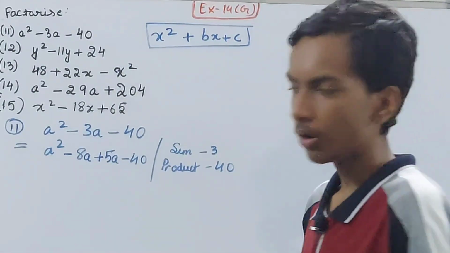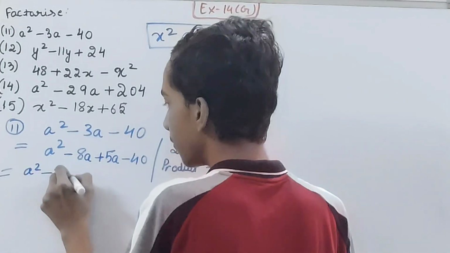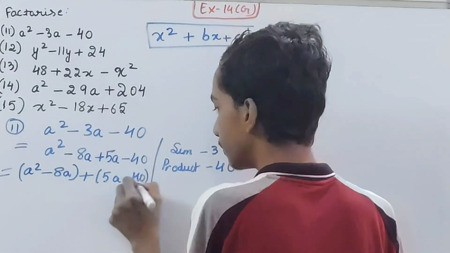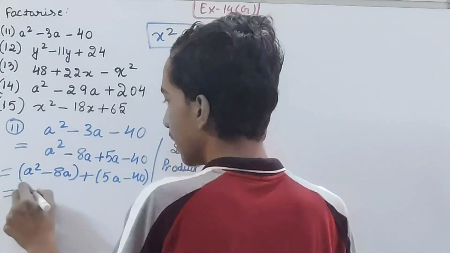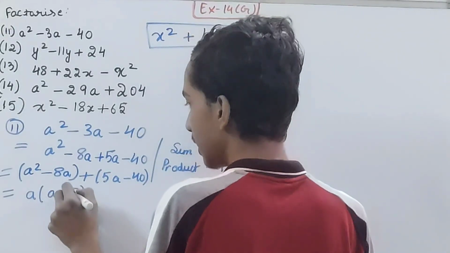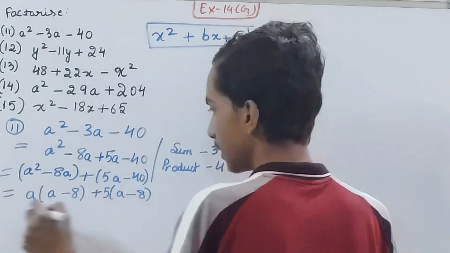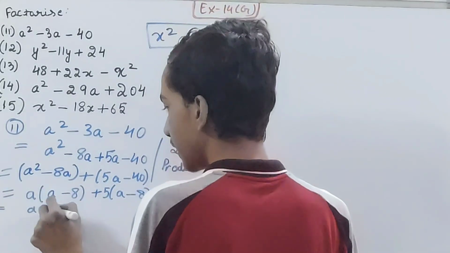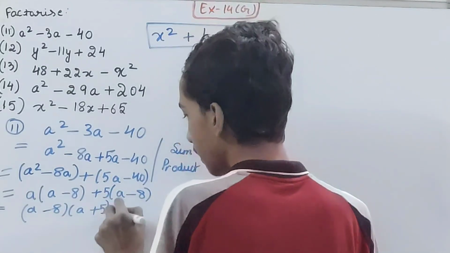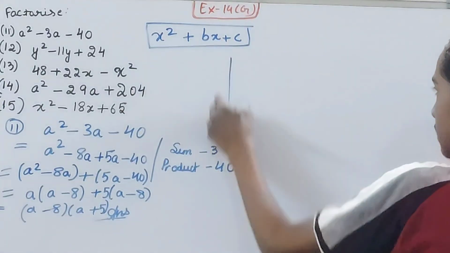This we have got. Now we can take the groups: a square minus 8a in one group, 5a minus 40 in another group. We can take a common outside the bracket, and you will be left with a minus 8. We can take 5 outside the bracket, and we will be left with a minus 8. We can take a minus 8 common from both the groups, and we will be left with a plus 5, which is your answer. Now see the next question.